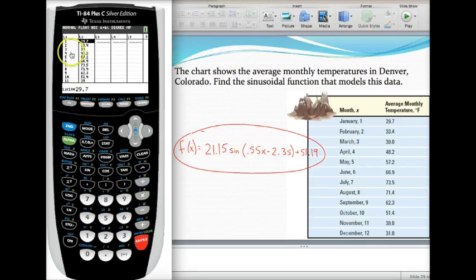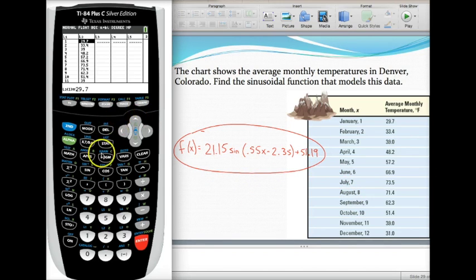And you should see L1 and L2, and I've gone ahead and already typed in all of this data, the months and the different temperatures. So if you need to pause the video and do that for yourself, go ahead and do that. Once your data is typed in, we'll be able to find this equation using a regression on our calculator, which should model the up and down motion of those temperatures over the course of the year.